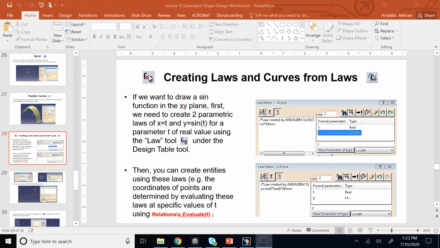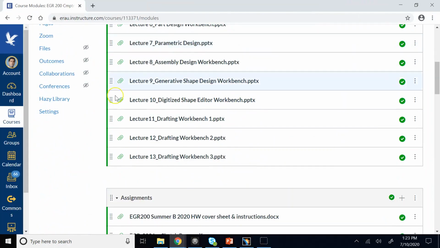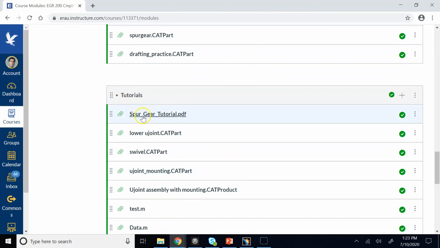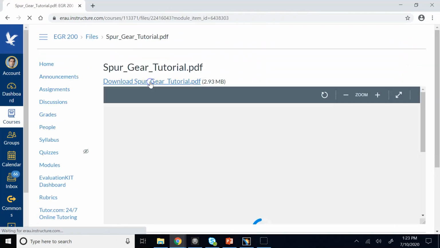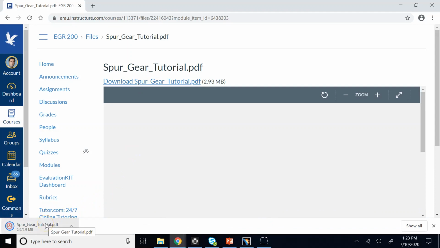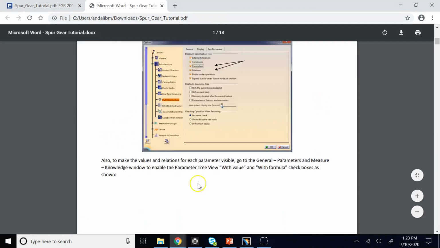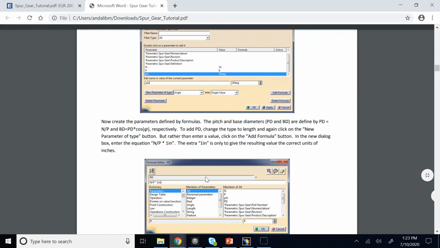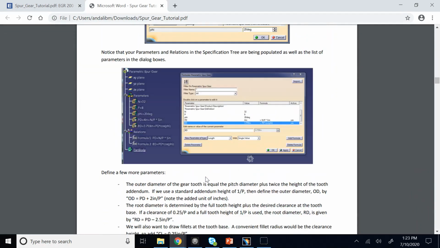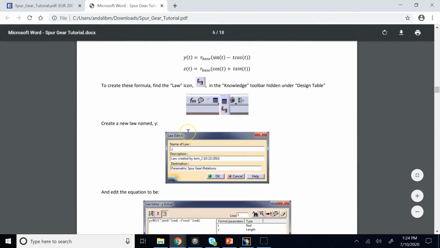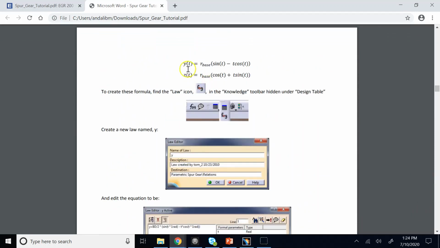So that is a parametric curve, and the coordinates of xy points on the tooth profile are both function of a parameter t, which basically, if you go to our canvas under modules and go all the way down under tutorials and then look at this guy, says spur gear tutorial, it shows you what kind of curve is an involute curve, right? So let me show you that first. So it involves a ton of parameters, and then these are the equations.